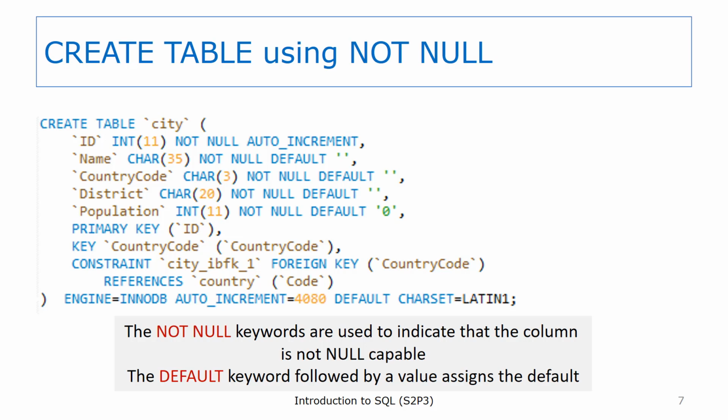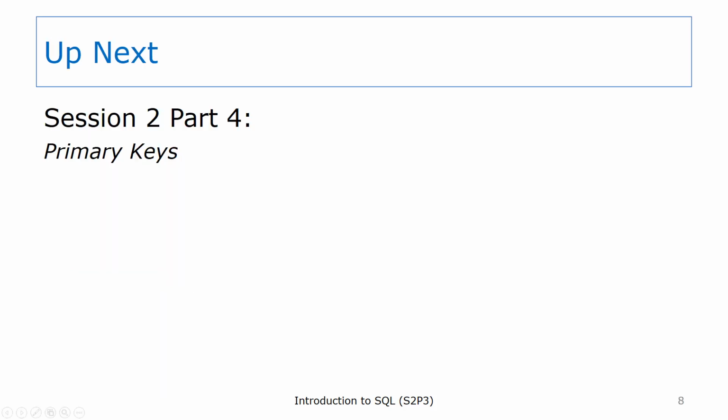You can also see that the name, country code, district, and population columns have the default keyword followed by the default value. The ID column includes the auto increment keyword, and the primary key keywords are used to indicate that ID is the primary key column. When you create a new table, you can use either the workbench that you saw on the previous slide, or you can type in a create table statement. The workbench helps you get started with the create table statement, so you don't need to type in the entire statement.